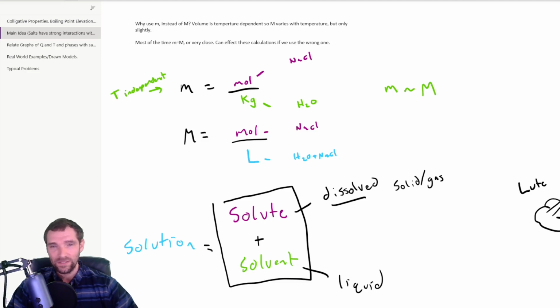They're very, very close because in 1 liter there's a kilogram of water. That's the density of water. Salt water has a slightly different density. So again, it does throw things off with that density.